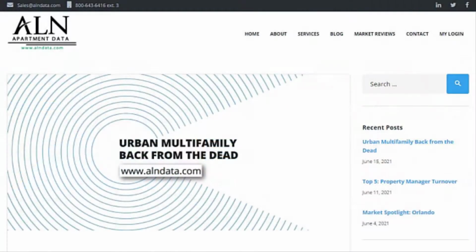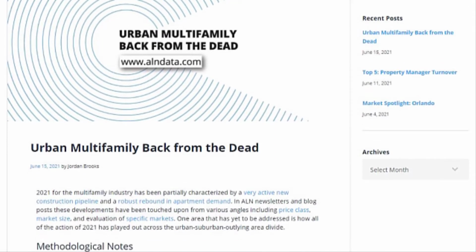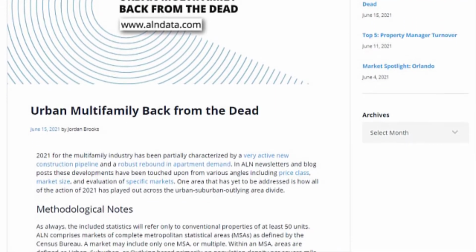And that's actually my segue into the article that you wrote, which is called "Urban Multifamily Back from the Dead." It's right there in the title. You mentioned it throughout the article, the word urban, and also throughout the article is suburban and outlying designations. Take a second to explain how ALN defines those terms for us, would you?